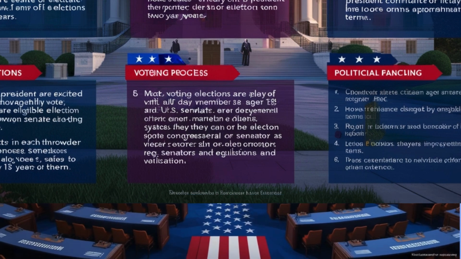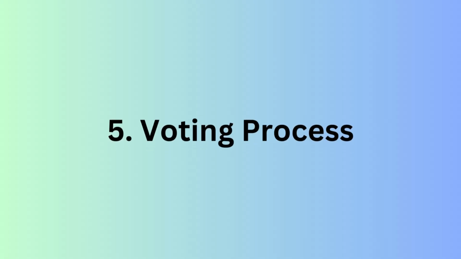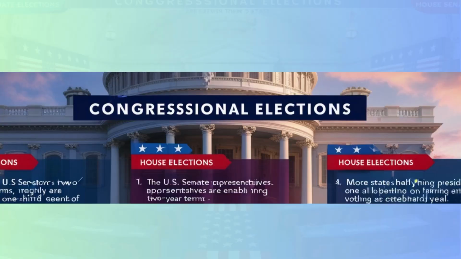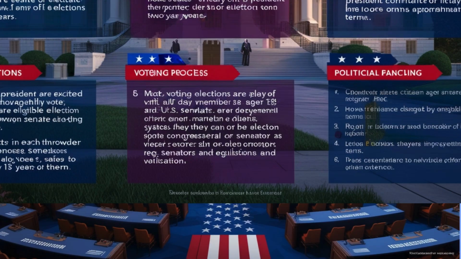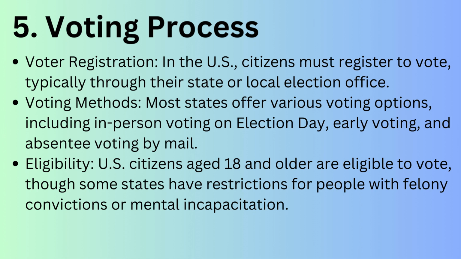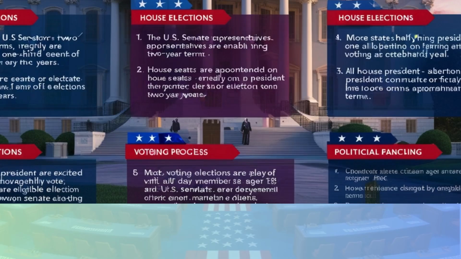Voting process. Voter registration. In the U.S., citizens must register to vote, typically through their state or local election office. Voting methods. Most states offer various voting options, including in-person voting on Election Day, early voting, and absentee voting by mail. Eligibility. U.S. citizens aged 18 and older are eligible to vote, though some states have restrictions for people with felony convictions or mental incapacitation.